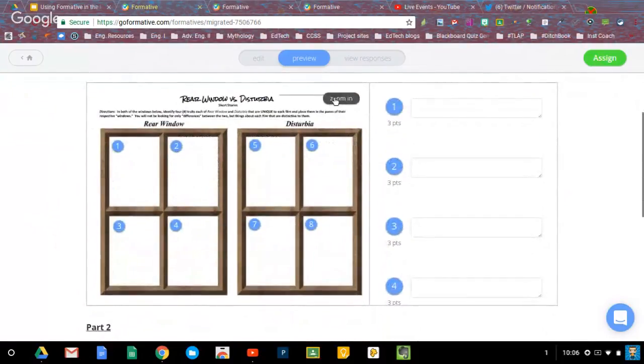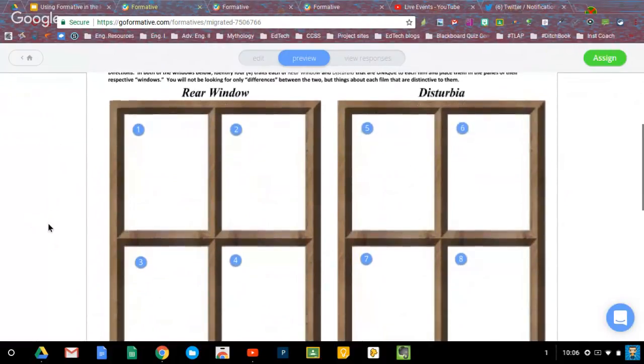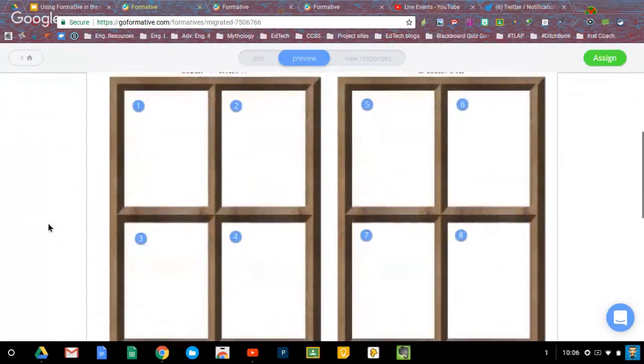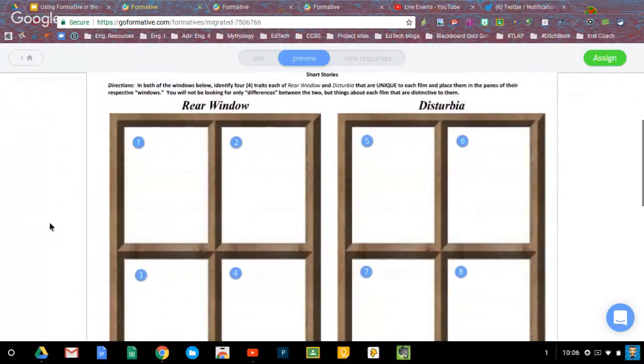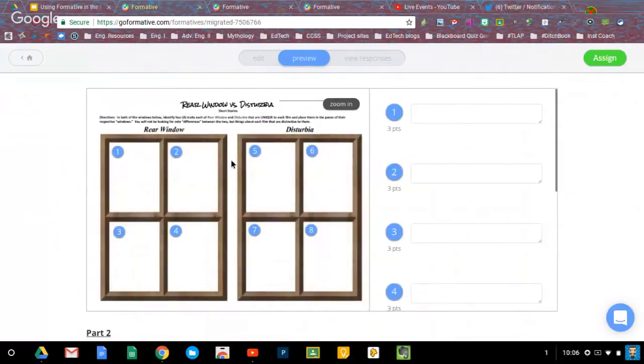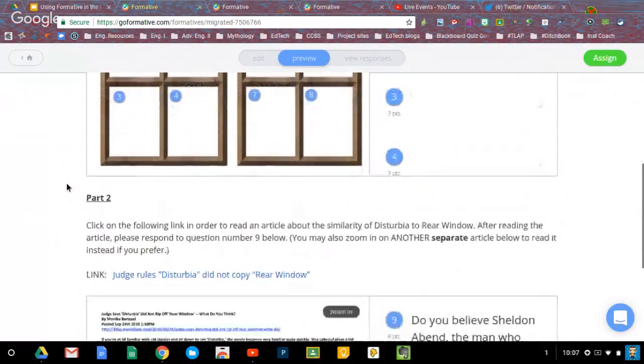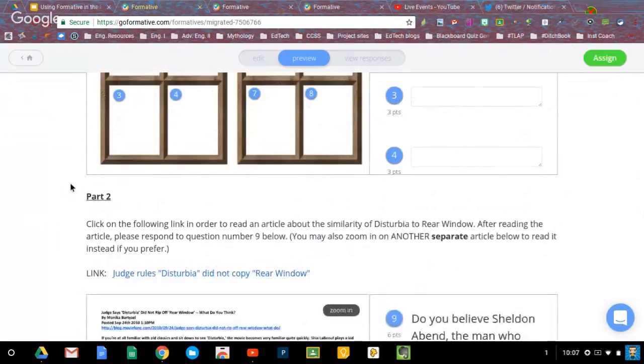And to get a better look, you can zoom in here on the actual document that I uploaded. They can read the instructions really easily and figure out what they need to do. So then when they go back to the questions, they put anything and everything that they noticed about each film right here into their little spots to the right.